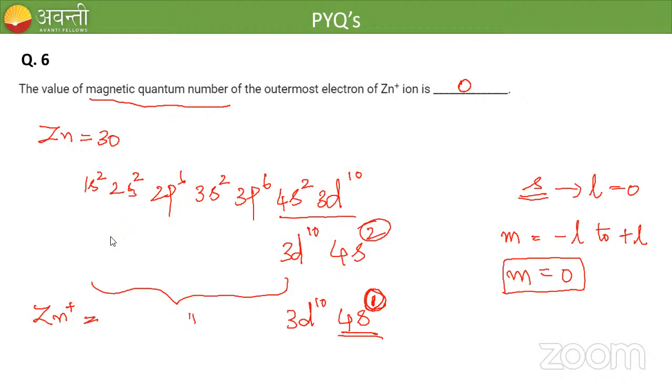For s orbital, L is equal to 0, for p orbital L is equal to 1, for d orbital L is equal to 2, and for f orbital L is equal to 3. Since the last electron is present in s orbital, the L value is equal to 0, so the M value from minus L to plus L is also equal to 0. Yes, good. I'll go to the next question.